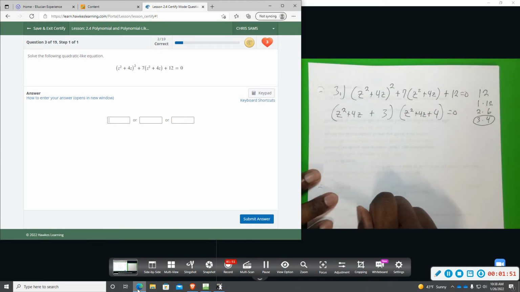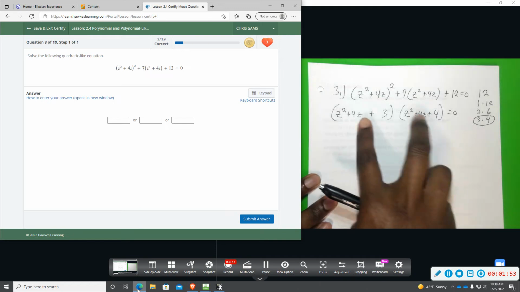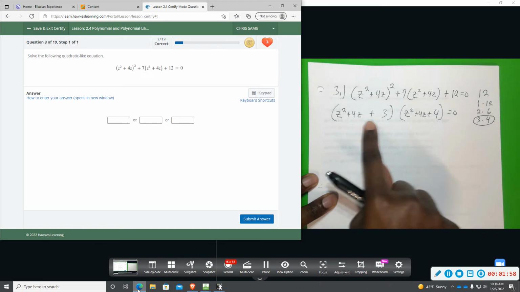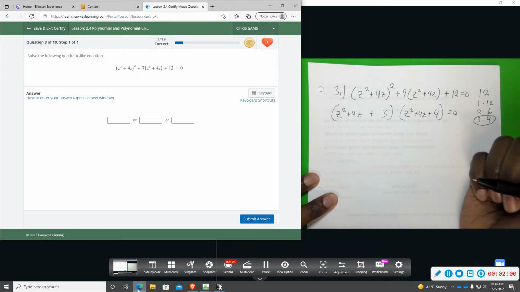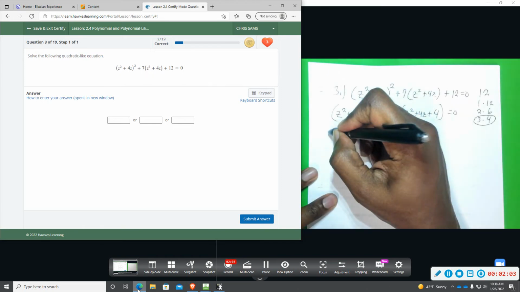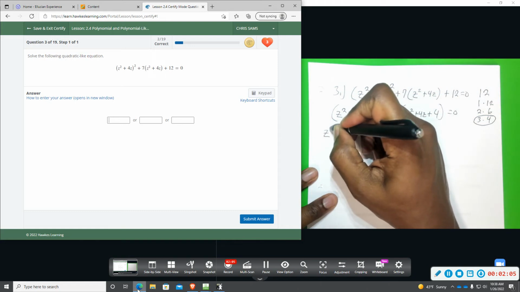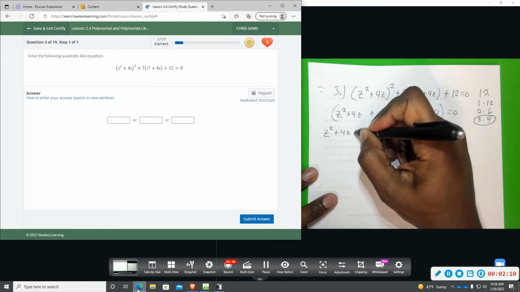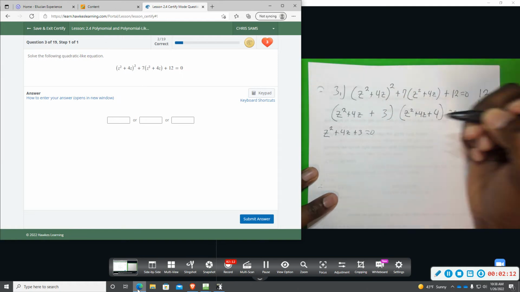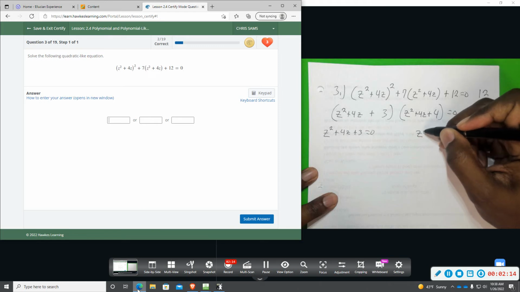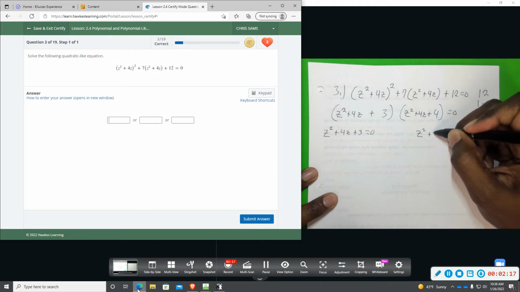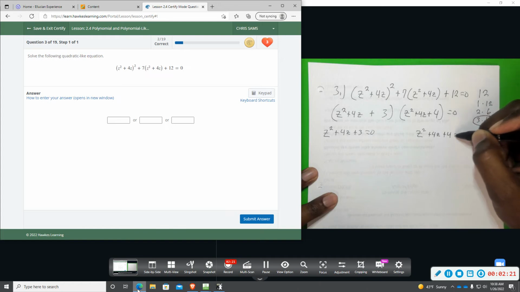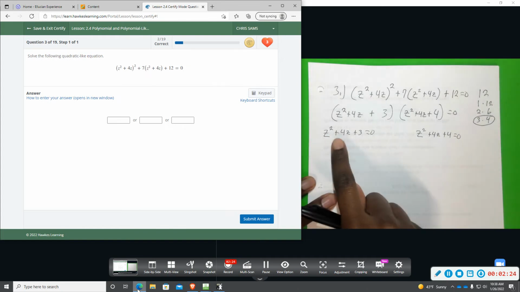All right, then from here, we're going to set both terms equal to 0 and factor. So all we did was end up with 2 more quadratics that we're going to factor again, if possible. So we have z squared plus 4z plus 3 equals 0. And then over here we have z squared plus 4z plus 4 equals 0. So I'm going to do the same factoring process.